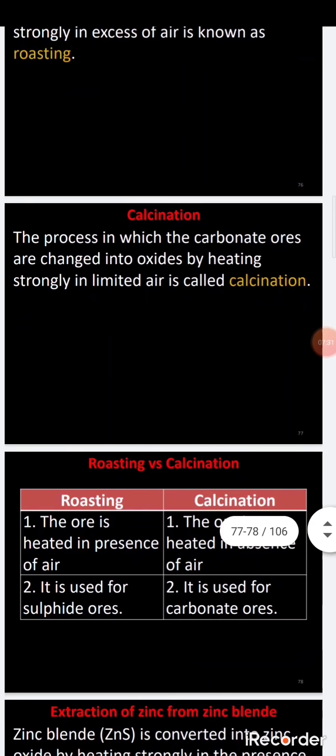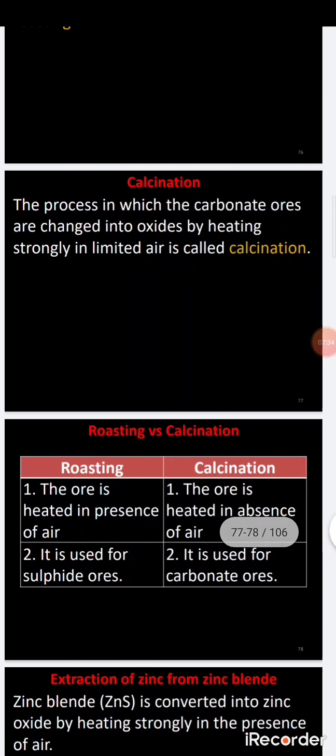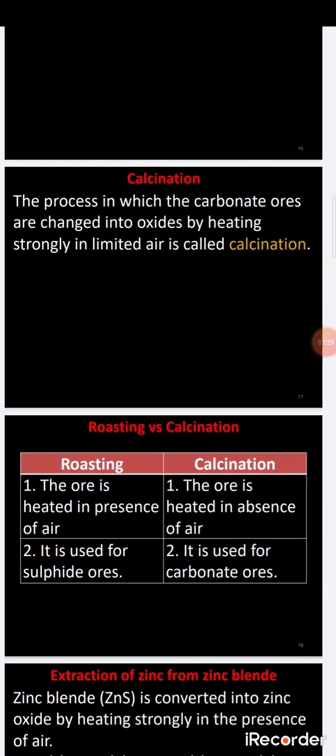Then coming to another method, called calcination. What is the meaning of calcination? Some ores, when you extract them from the earth crust, exist in the combined state as carbonate ores. These carbonate ores, the CO3 ores, are changed into oxides by heating strongly in limited air, that is in the absence of air or in a limited supply of air, and this is known as calcination.